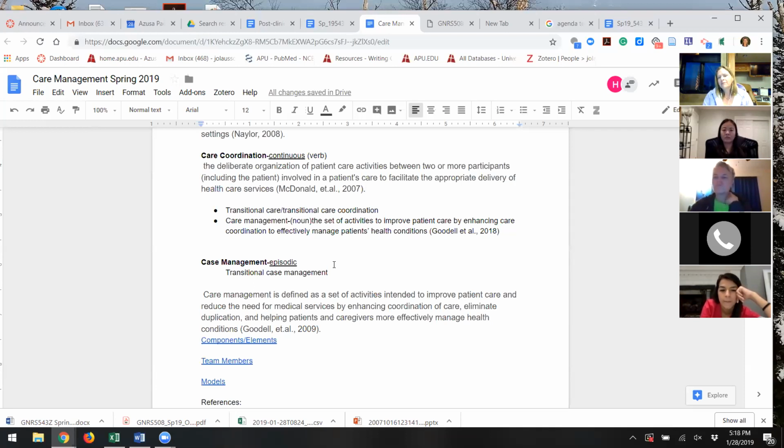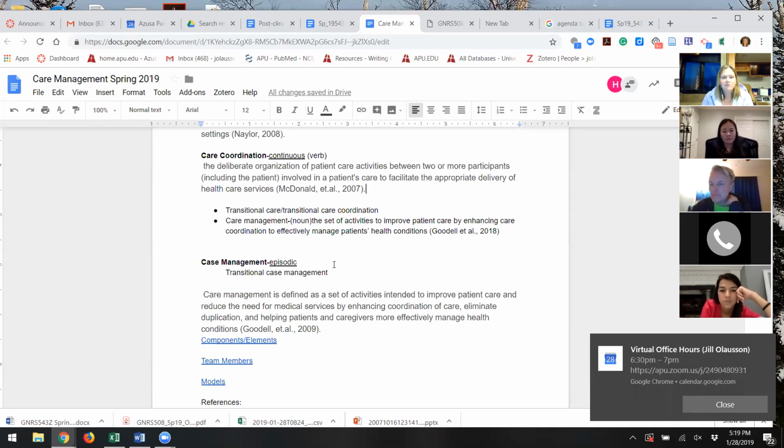So if this is something that we are looking at, and we see that's not right, then we can fix that. But from what I've been reading, when they're talking about care coordination, it is more with primary care and medical home models.